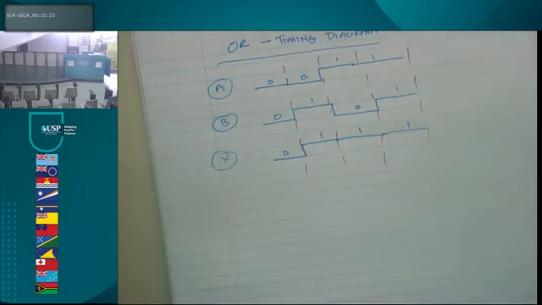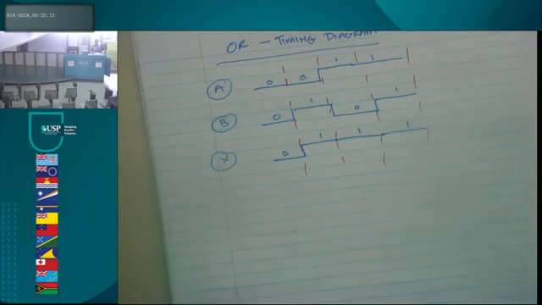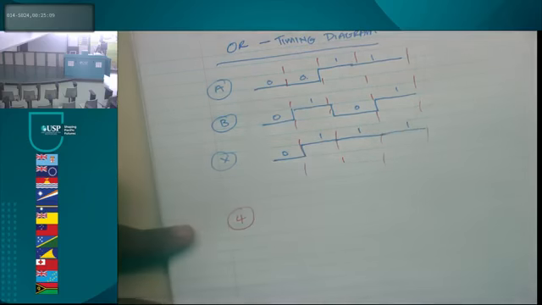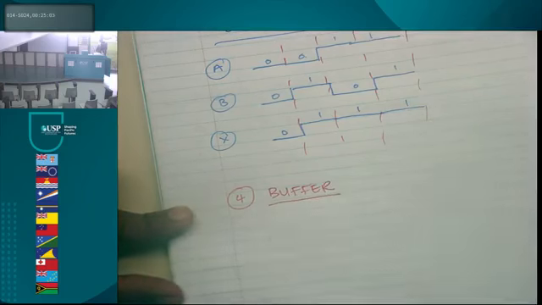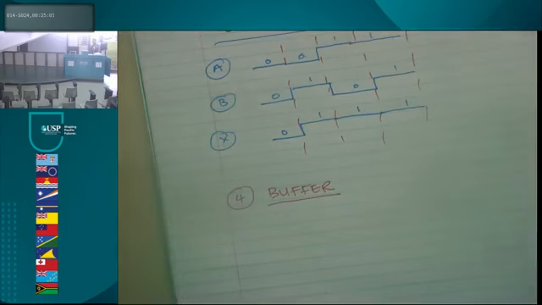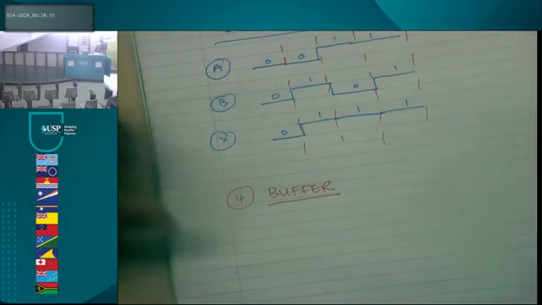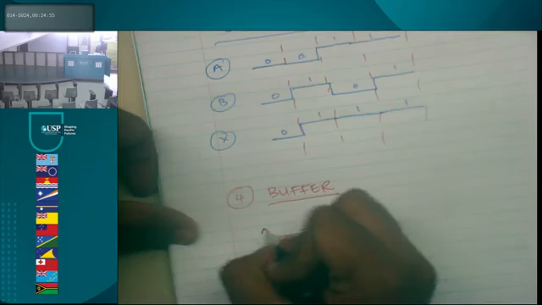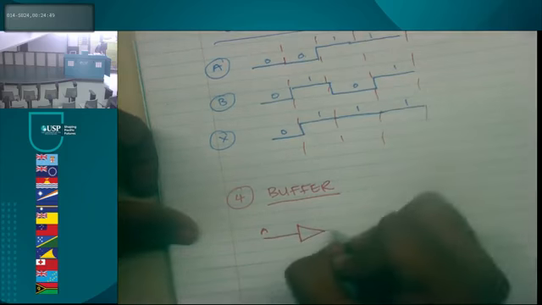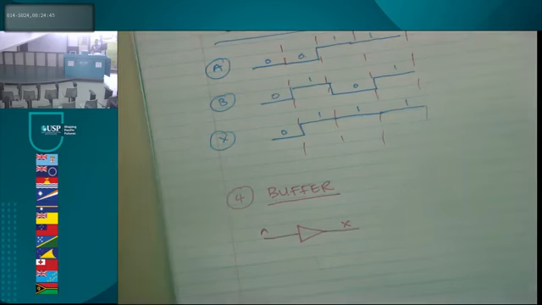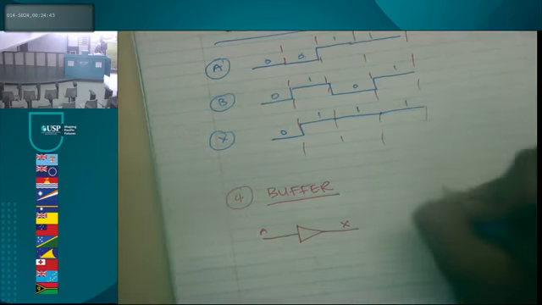So AND and OR are the basic ones. Now you'll see how they collaborate with the other small ones. The first one, which will collaborate with them, is our buffer, right? Buffer will always have one input. It will never have more than one input, right? So it will just have A. It's a simple triangle. Simple inverted triangle. Right? So the truth table for this is very simple.